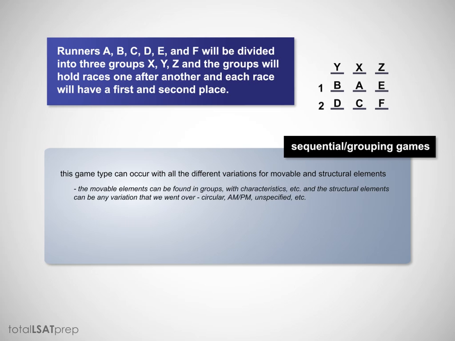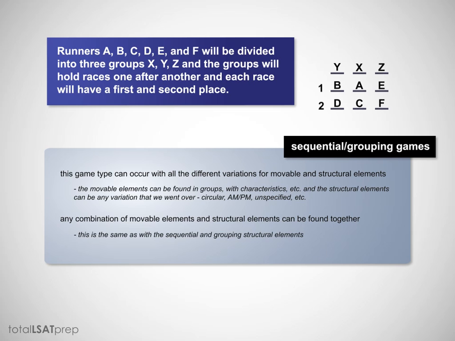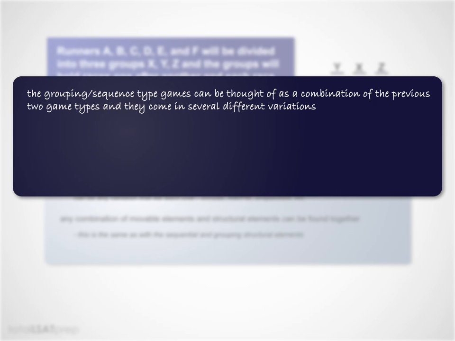The movable elements can be found in groups, with characteristics, etc., and the structural elements can be any variation that we went over, circular, AM, PM, unspecified, and all those. And any combination of movable elements and structural elements can be found together. And this is the same as with the sequential and grouping structural elements. So to recap, the grouping/sequence type games can be thought of as a combination of the previous 2 game types, and they come in several different variations.